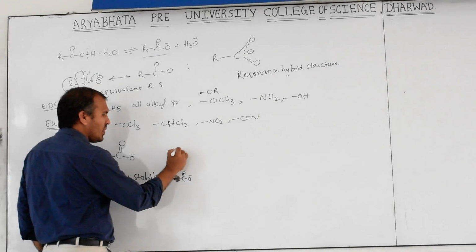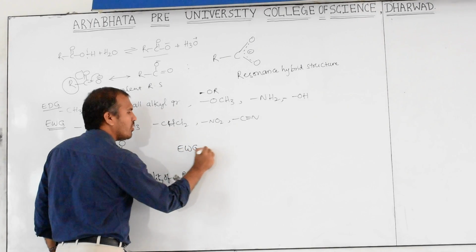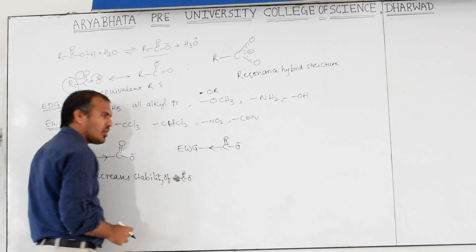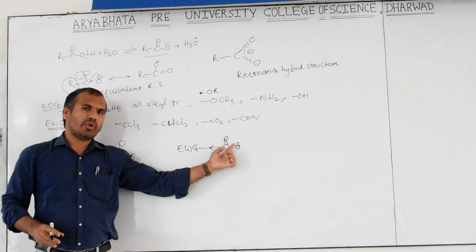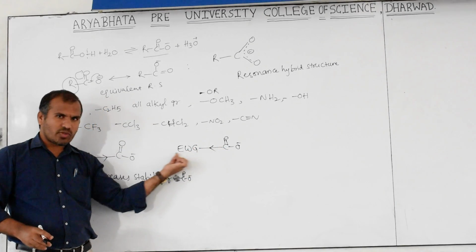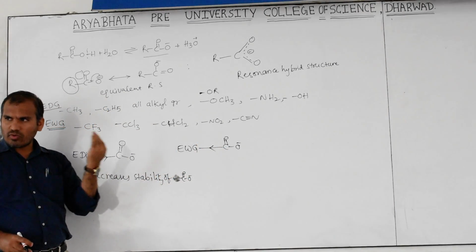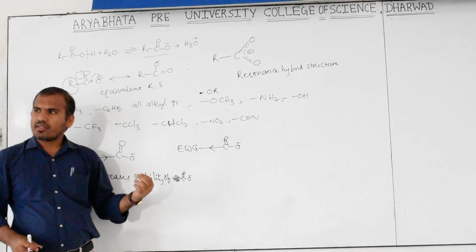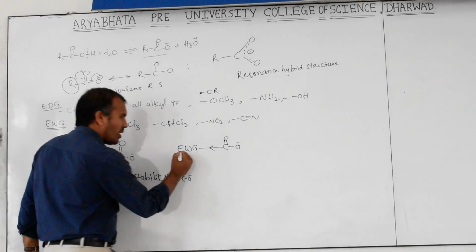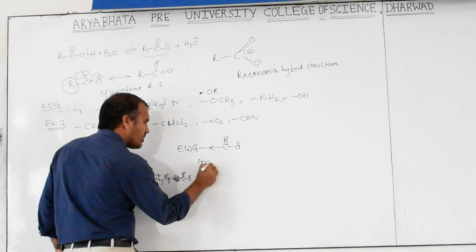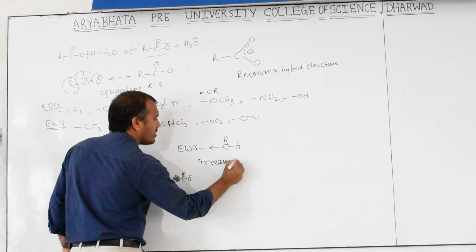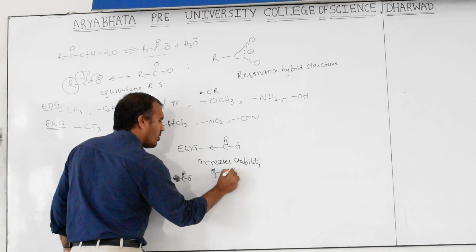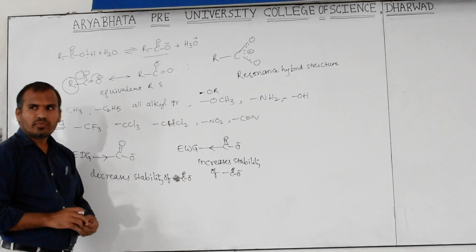Next, electron withdrawing group. What is the meaning? It takes electron density from this C double bond O minus group. That is the arrow mark I gave towards the EWG, taking electrons from this COO minus. Then the electron density decreases, so stability increases. So an electron withdrawing group increases the stability of RC double bond O minus. Clear?